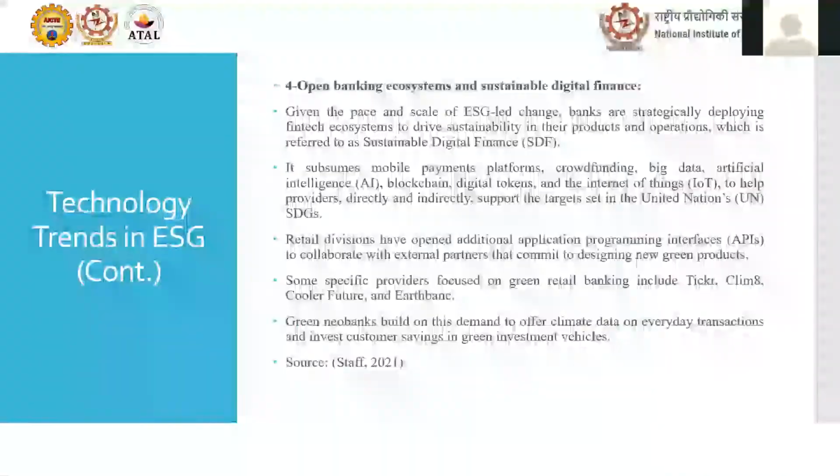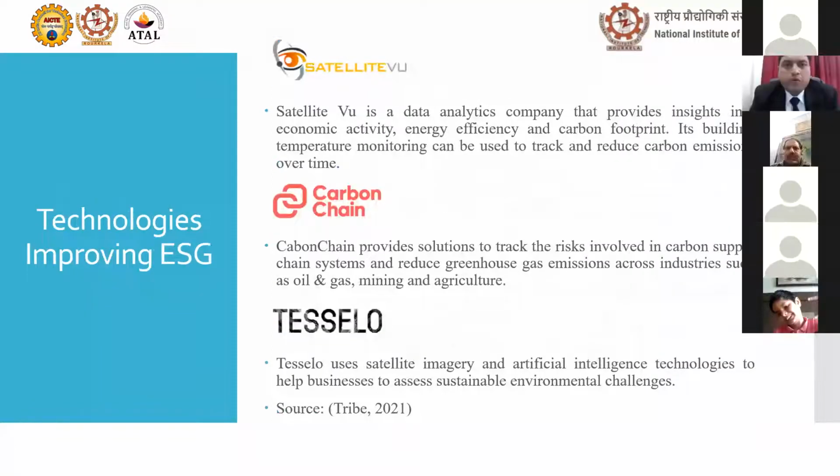Then, certain technologies improving ESG. I have just kept certain examples. These are all live examples, so you can get an insight into what companies are involved in ESG. Satellite View is a data analytics company that provides insights into economic activity, energy efficiency, and carbon footprint, right? It does building temperature monitoring and can be used to track and reduce carbon emissions over time. So if you want to see the environmental impact, Satellite View is one company you can take help from. Then Carbon Chain provides solutions to track the risk involved in the carbon supply chain system and reduce greenhouse gas emission across industries such as oil and gas, mining, and agriculture.